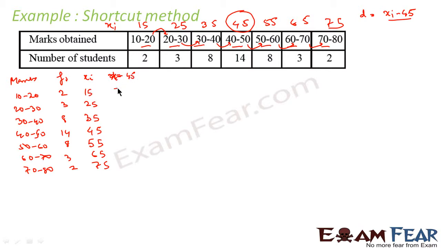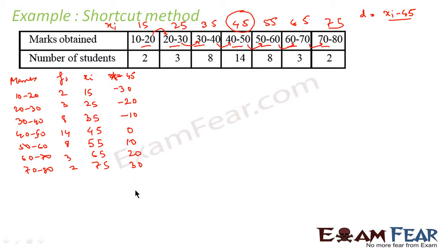15 minus 45 is nothing but minus 30. Correct? 25 minus 45 is nothing but minus 20. 35 minus 45 is minus 10. 45 minus 45 is 0. 55 minus 45 is nothing but 10. 65 minus 45 is 20. And 75 minus 45 is 30.